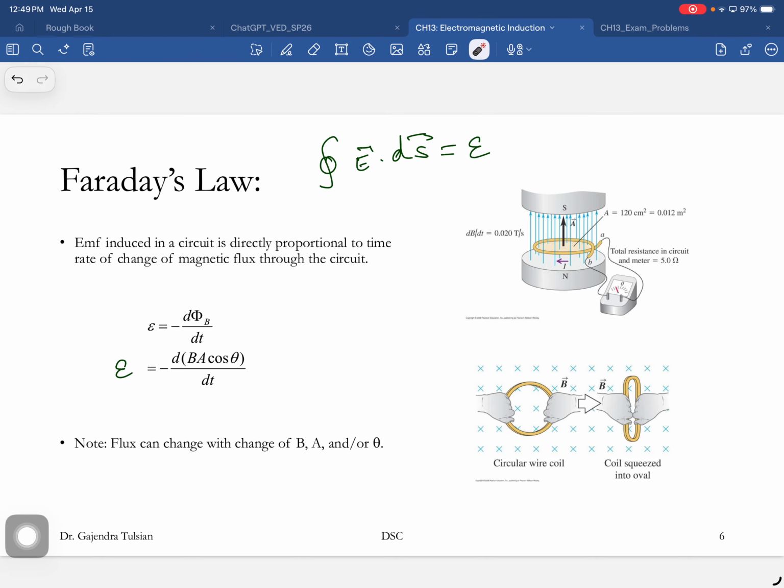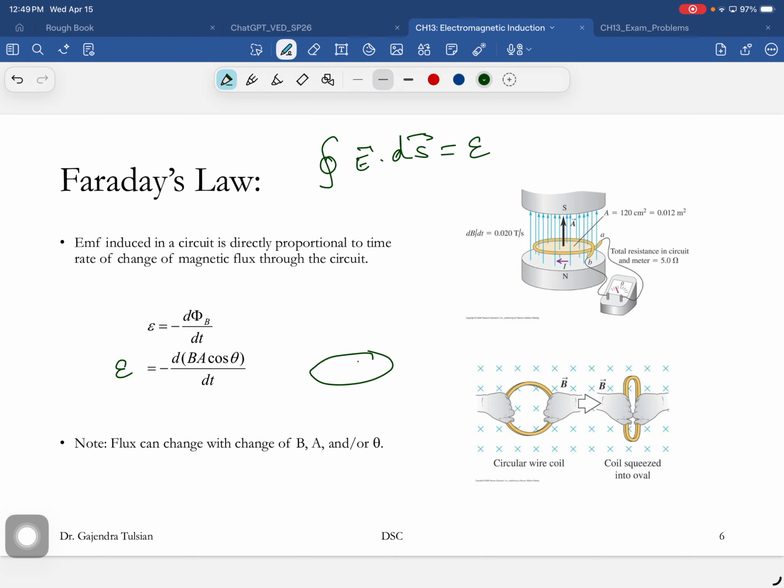So now all you have to make sure is that this right-hand side is not zero. So you don't necessarily have to change B. Faraday's law catches other scenarios as well. You don't necessarily have to make B change with time. You can change the area with time. For instance, you can change the area of the loop, and that'll give you an EMF in the loop. Or you could change theta, the angle between them.